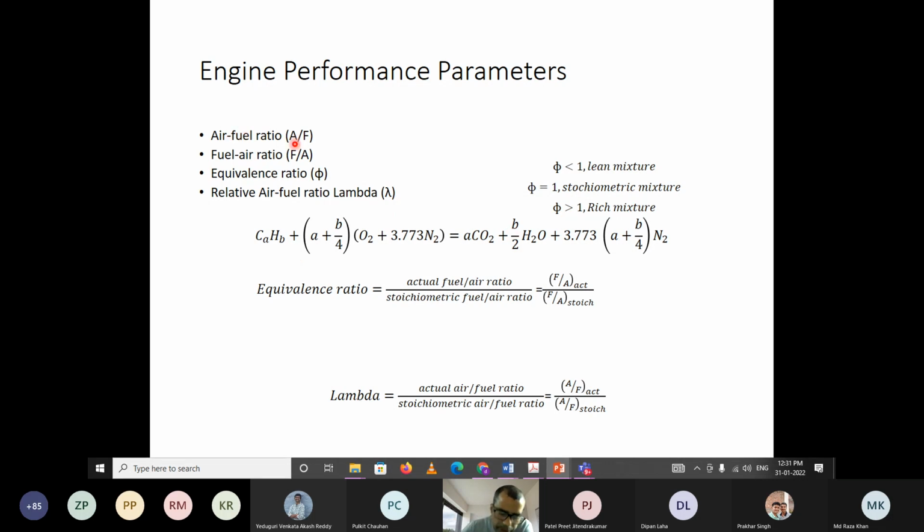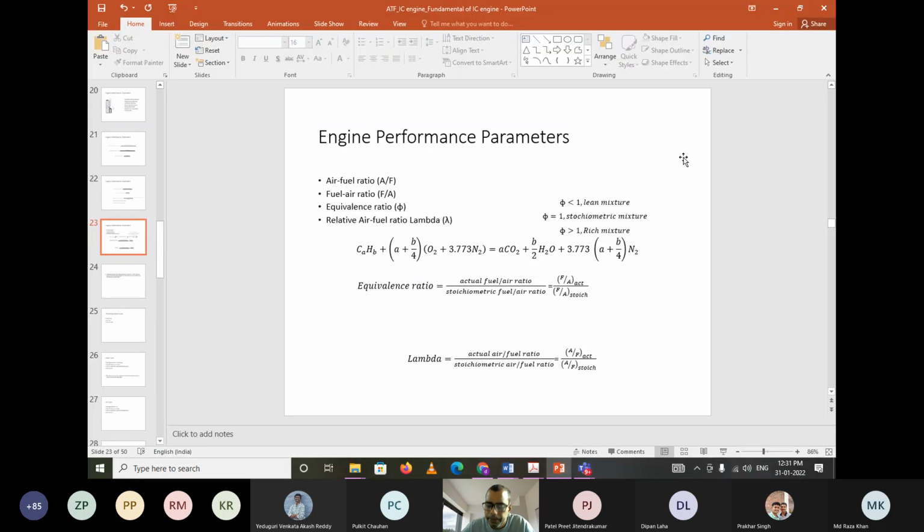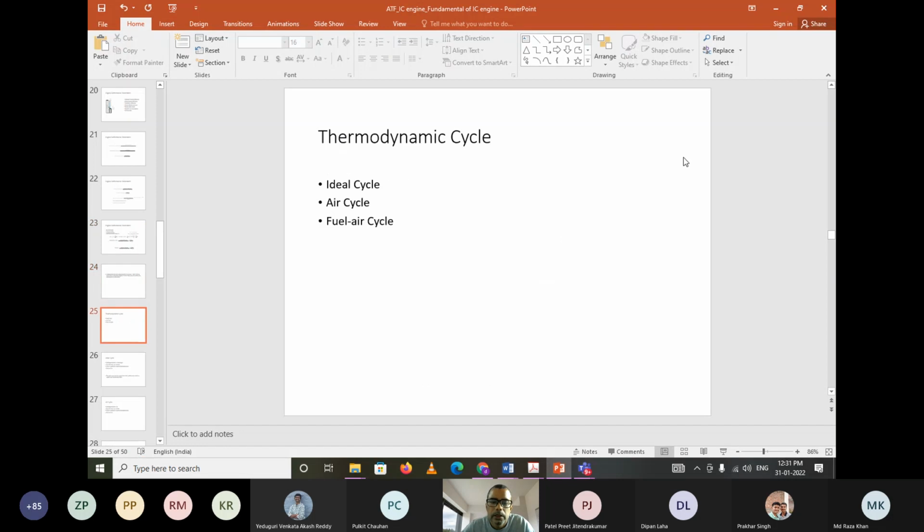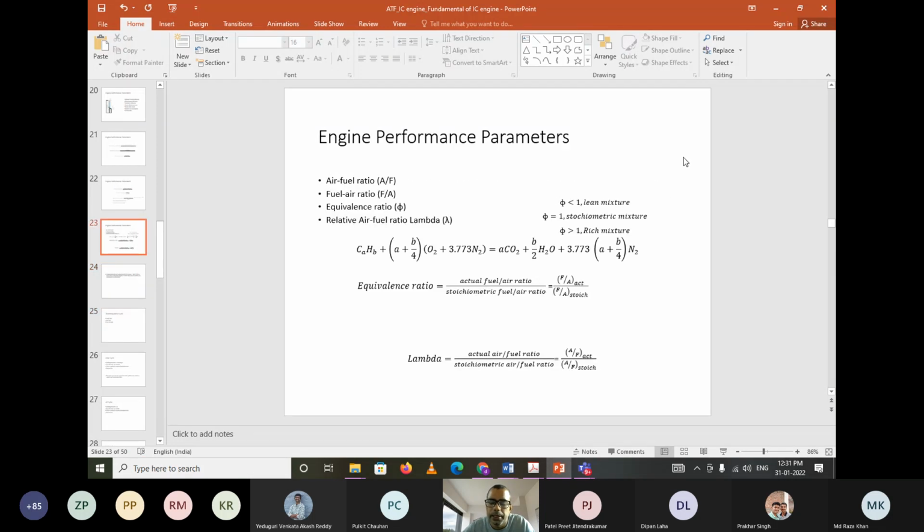What is the air fuel ratio coming to? Kindly do it at your end. C8H18 is the fuel, and we need to find out the stoichiometric air by fuel ratio. Please calculate it.